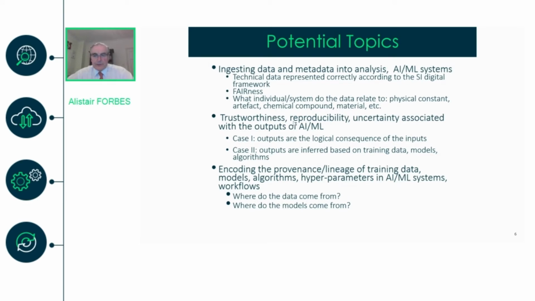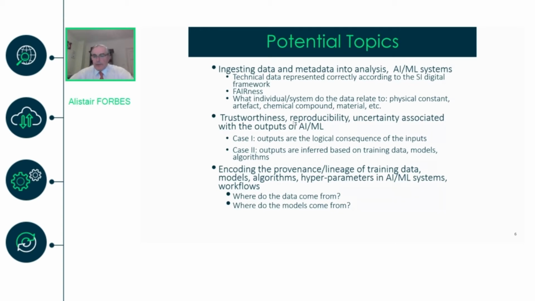There are many issues that you may want to discuss in this session. One topic of interest is how can we ingest data and metadata into analysis systems? So we want to make sure that technical data is represented correctly. But we must also be concerned with the FAIR principles. In particular, the data must specify what individual or system it relates to, what physical artifact, what individual, which chemical compound, material, and so on. And this is really what findability and FAIR is about.